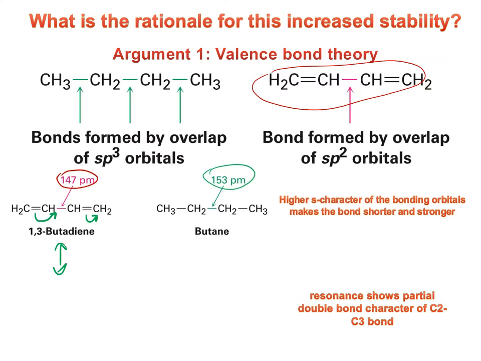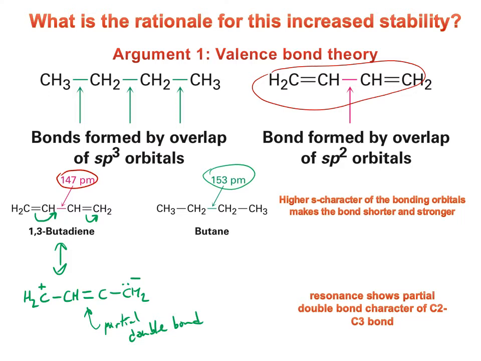So if we move pi electrons into the previous space, we have a double bond right here between these two bonds. So right here we see partial double bond character. And so this means that the electrons are spread out. Now, and this bond is stronger.